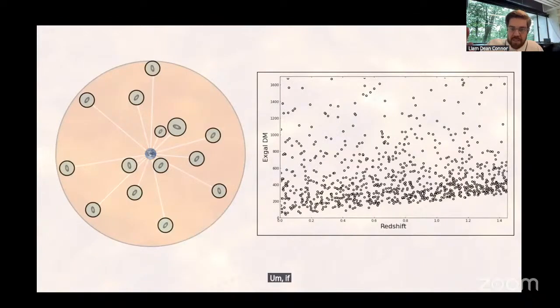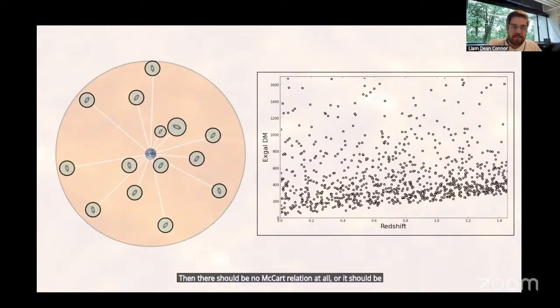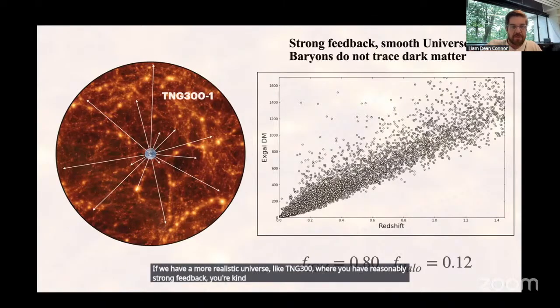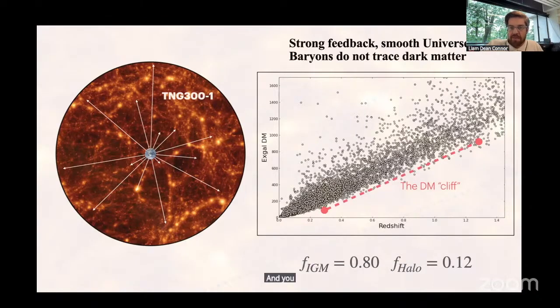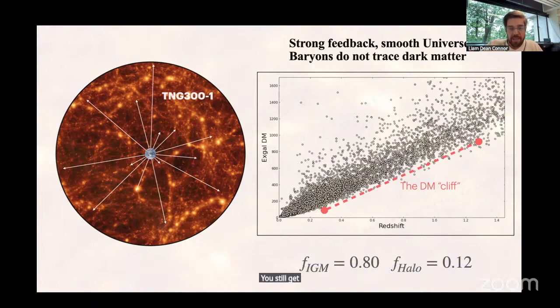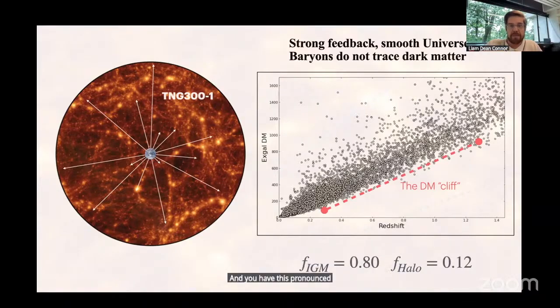If instead most of the DM were coming from the host, as we proposed very early on, then there should be no Macquart relation at all, or it should be washed out heavily. If we have a more realistic universe like TNG300, where you have reasonably strong feedback, you're sloshing gas around. You have this homogenization process from the feedback, and you still end up with a statistical minimum for how much DM you get along a given line of sight, because even if you miss all the halos, you still get a fair bit from the IGM. So in this scenario, about 4/5 of the universe's baryons reside in the IGM, and you have this pronounced DM cliff.